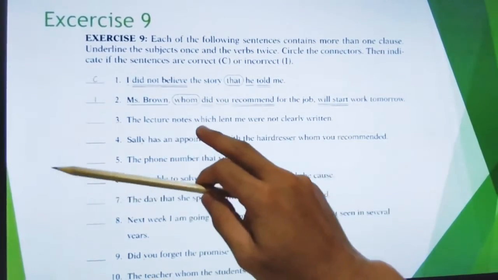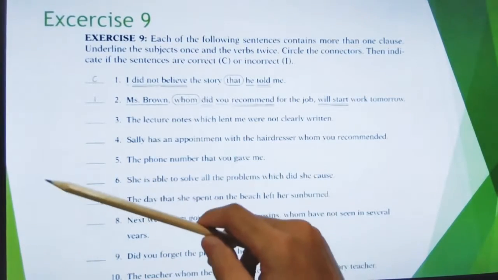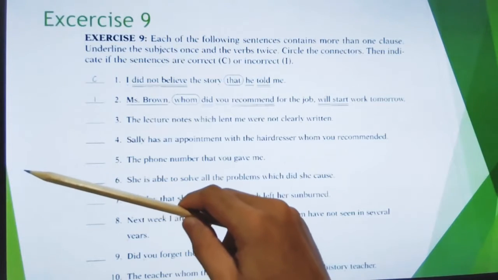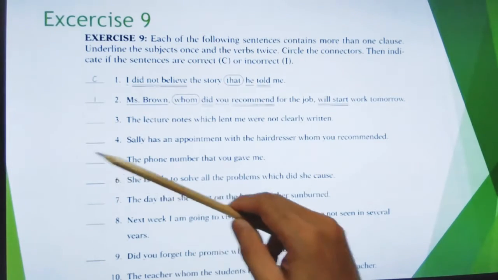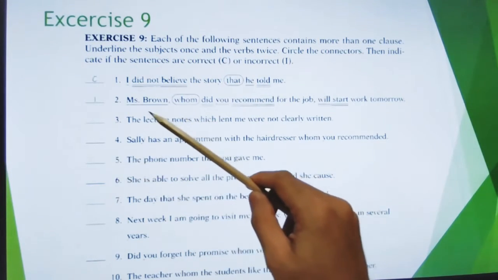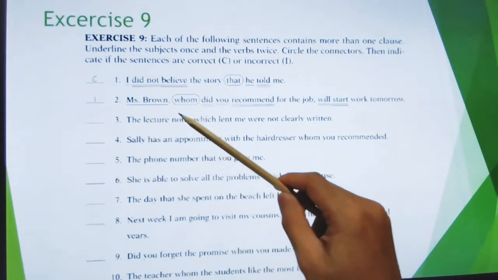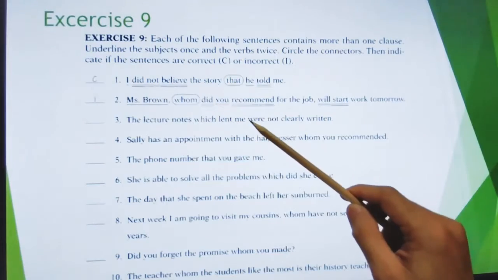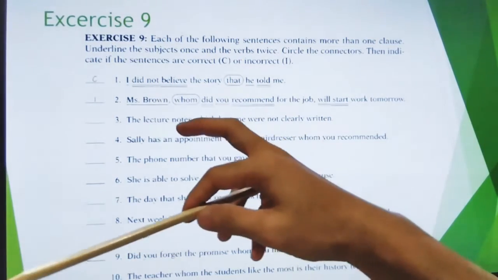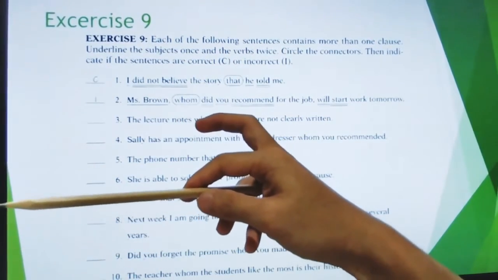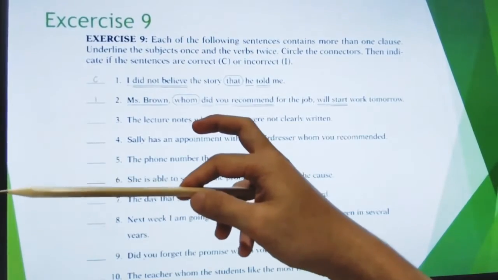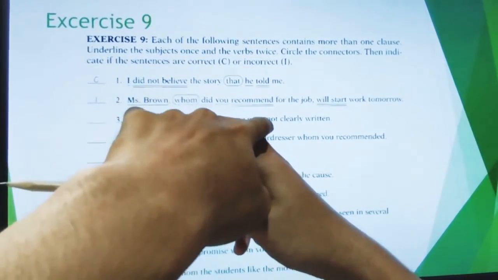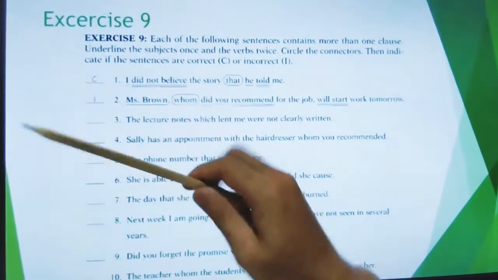Okay, and next, so we could say that this is the subject. Okay, so this is the main verb. Okay, so if we omit this, the lecturer notes were not clearly written.